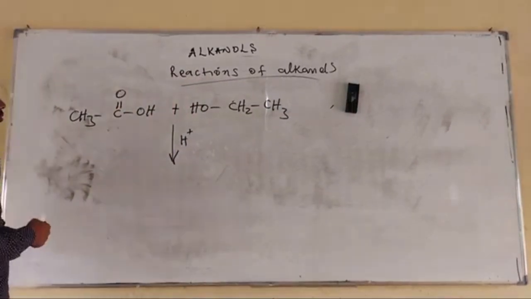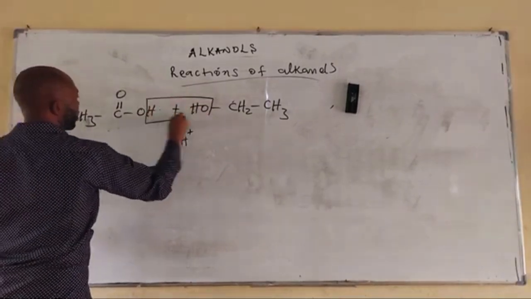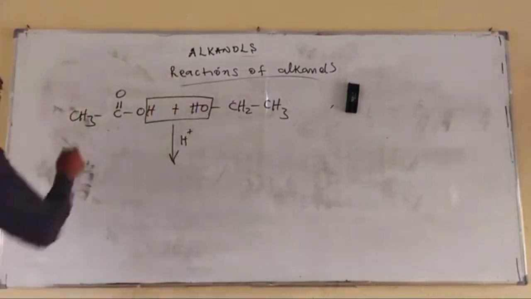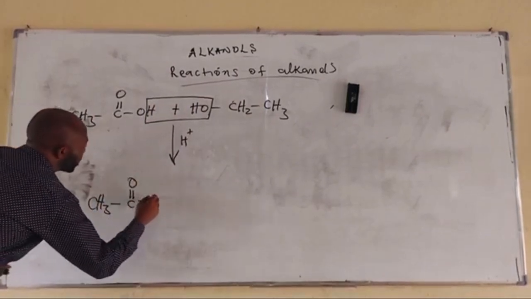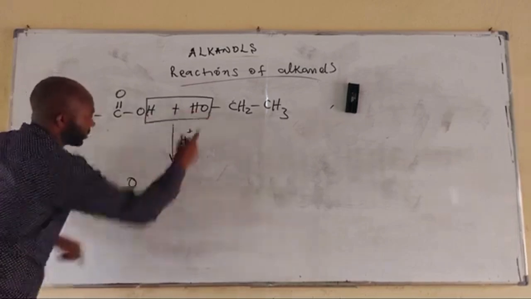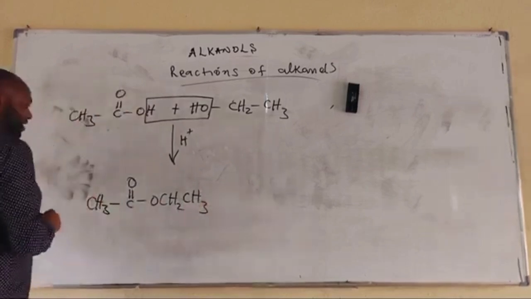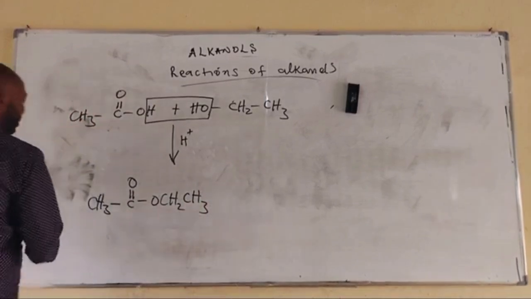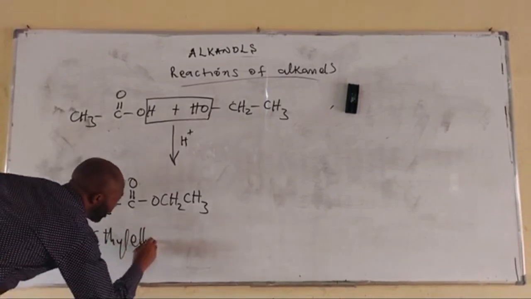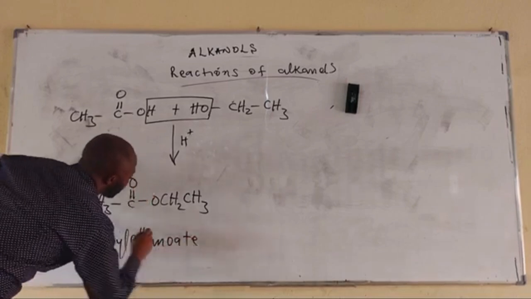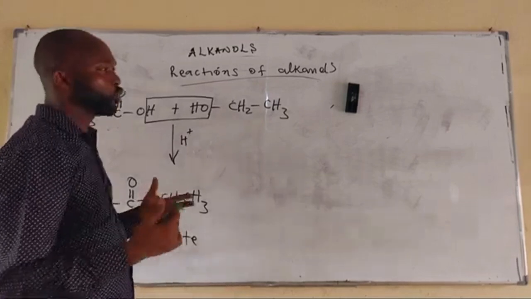Now, what happened? In this reaction, a molecule of water is given out. And what is left is CH3 C double bond O. This is the O left. Then I continue with the CH2 CH3. This is ethyl ethanoate. And this is an ester. They have a sweet, fruity smell.